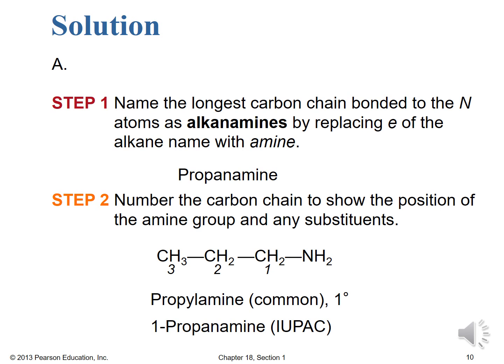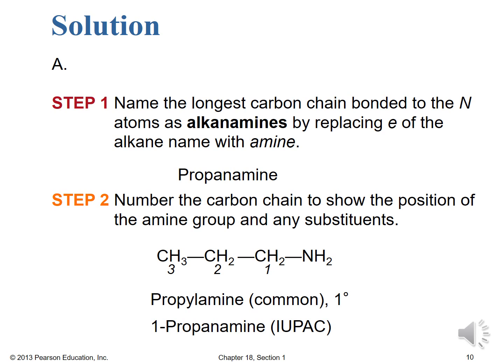All right, hopefully you didn't have too much trouble with that. Let's go through them stepwise. First, we'll look at letter A there. So step number 1 is to name the longest carbon chain bonded to the nitrogen as an alkanamine by replacing the E of the alkane name with amine. So that was a propanamine. Step 2, we're going to number the carbon chain just to show this position. It is a 3-carbon group, so we do have to indicate that this is a 1-propanamine by IUPAC, or if you're doing the common names, it's just propylamine, right, giving the carbon group's name abbreviation in front of the word amine for the common. Either way you do it, it is a primary amine.